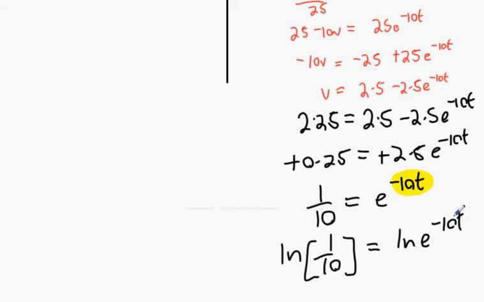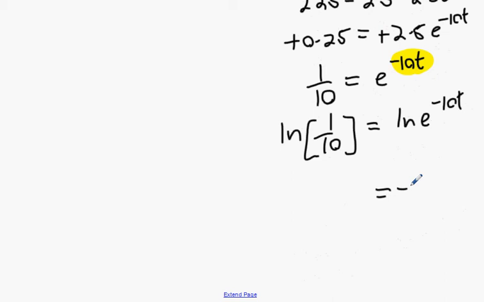I then used the power rule of logs to bring the 10t to the front. So I got minus 10t ln e. ln e is 1. Okay? How did you bring the whole 10t to the front?